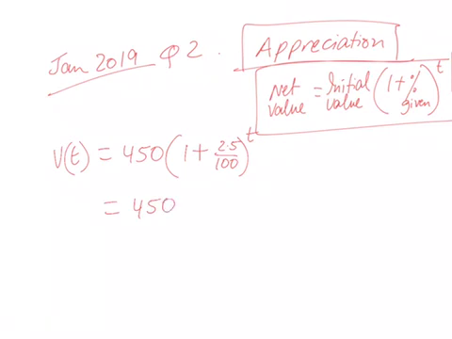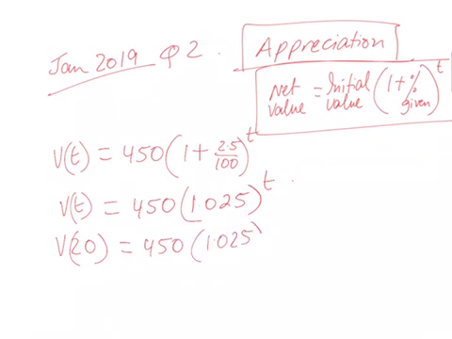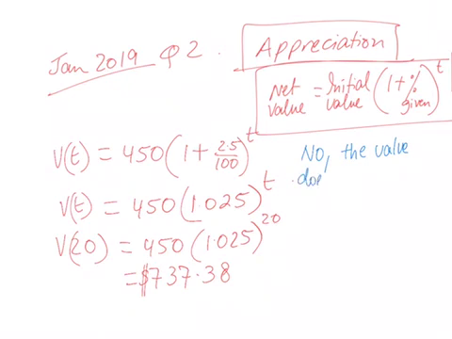Now we work with the parentheses, we'll get 1.025 exponent t, right? And we want to find out V20. So let's plug in 20 over here. Exponent 20, so we get $737.38. Right? So they're asking you, does the value double in 20 years? What should our answer be? We should say no. The value does not double in 20 years. Okay? So that's our solution.